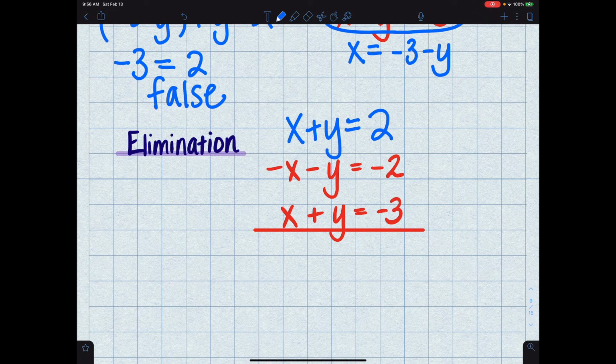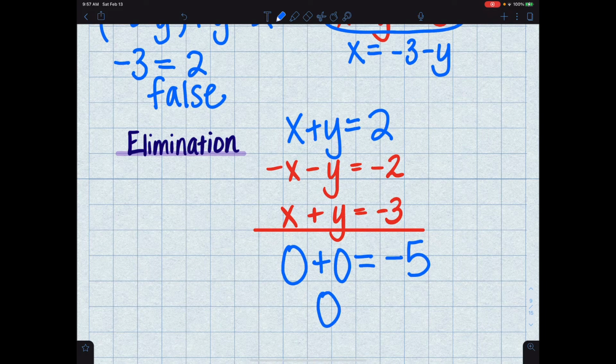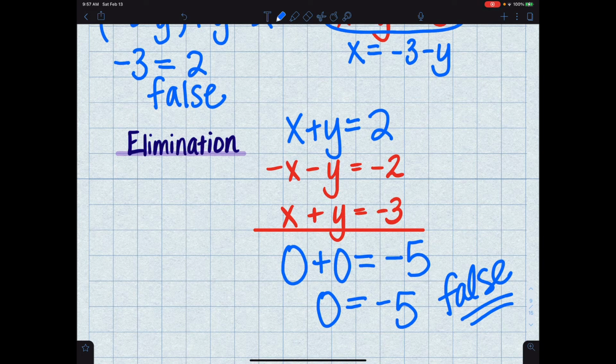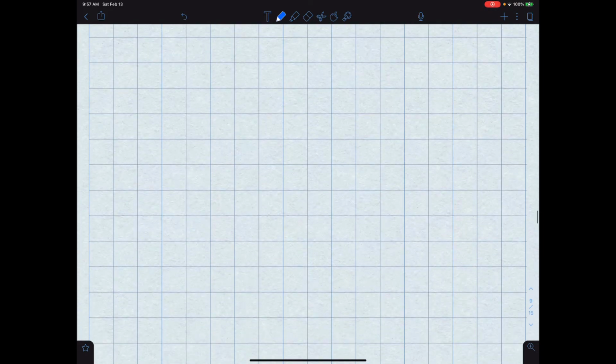So when you add them together, you get, let's see, x minus x is 0. y minus y is 0. 0 plus 0 on this side. And you get -2 plus a -3, which is -5. So is 0 equal to -5? That is false. So if it's false, then there's no point that satisfies both equations. Okay, cool. So we figured that out.